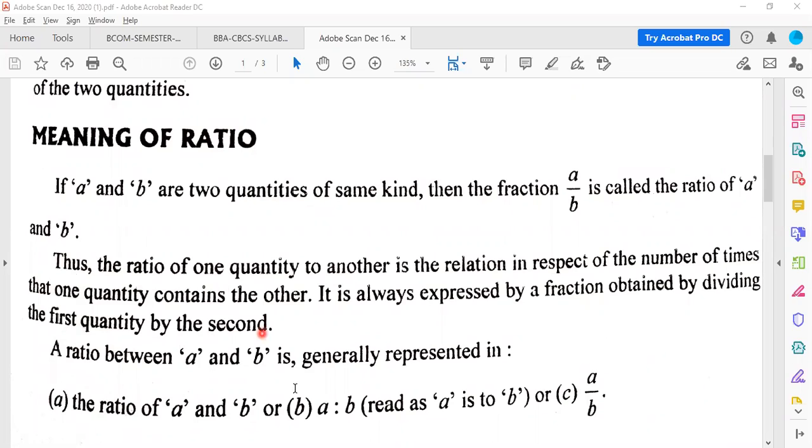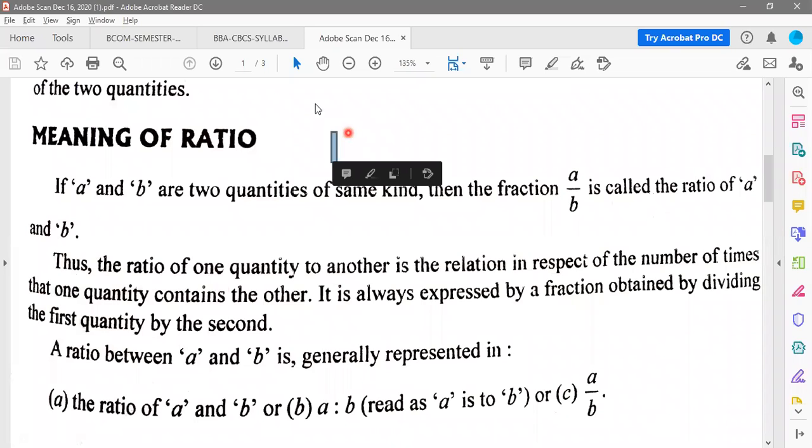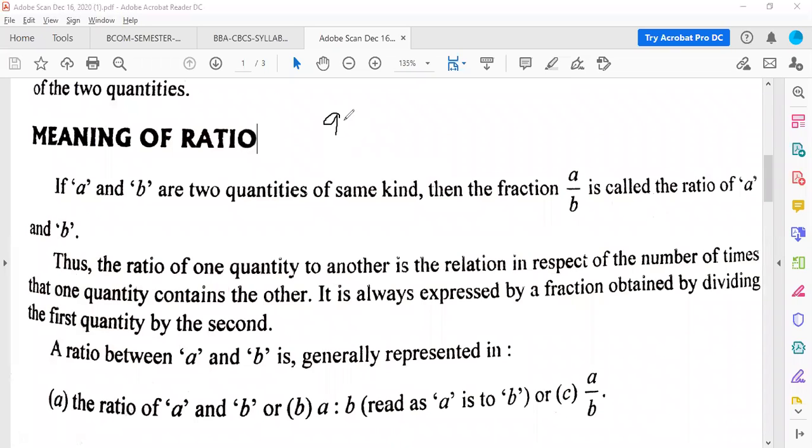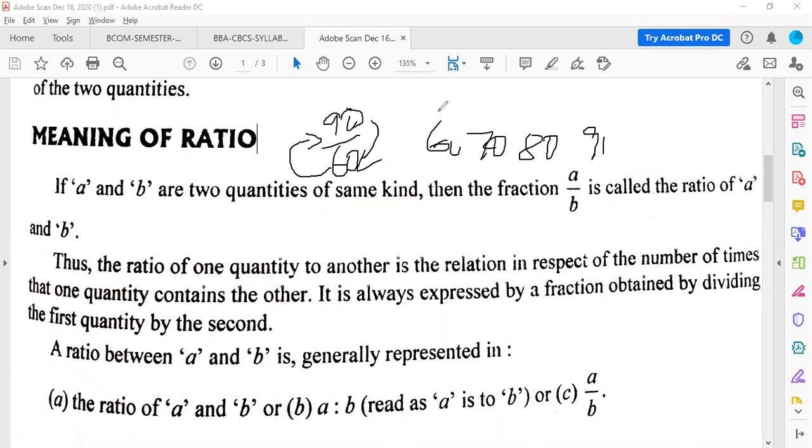For your easy understanding, take the marks that we saw, 90 by 60. Whatever we saw here, one contains the other. This 60 is already there in 90. After 60 only you will get 70, 80, 90. Correct? So one is already contained in the other, which we are expressing.